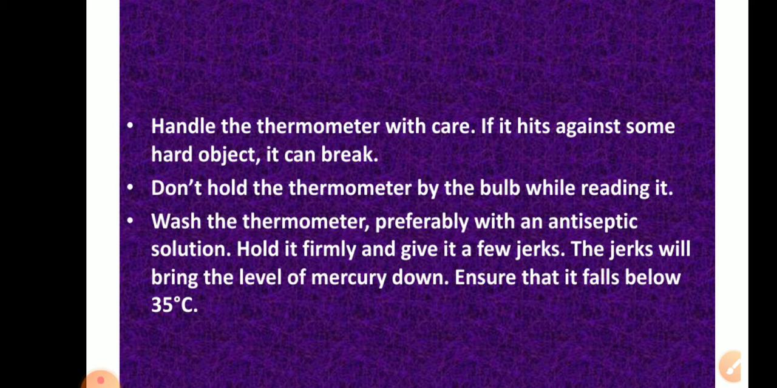Next is don't hold the thermometer by the bulb while taking the reading, otherwise it will not give the actual reading because the temperature of your body, your fingers, can also be added to the actual reading. Next is wash the thermometer with the antiseptic solution and hold it firmly and give it a few jerks. The jerk will bring the level of the mercury down and ensure that it should fall below 35 °C.